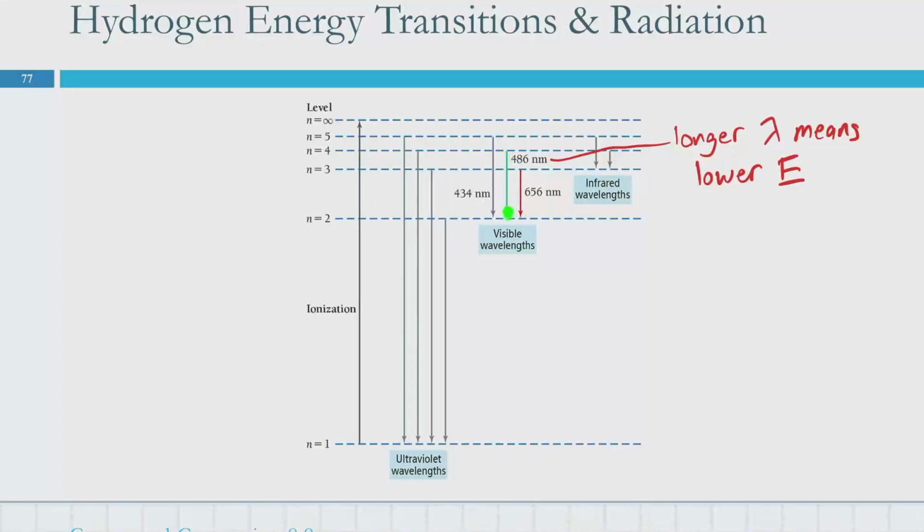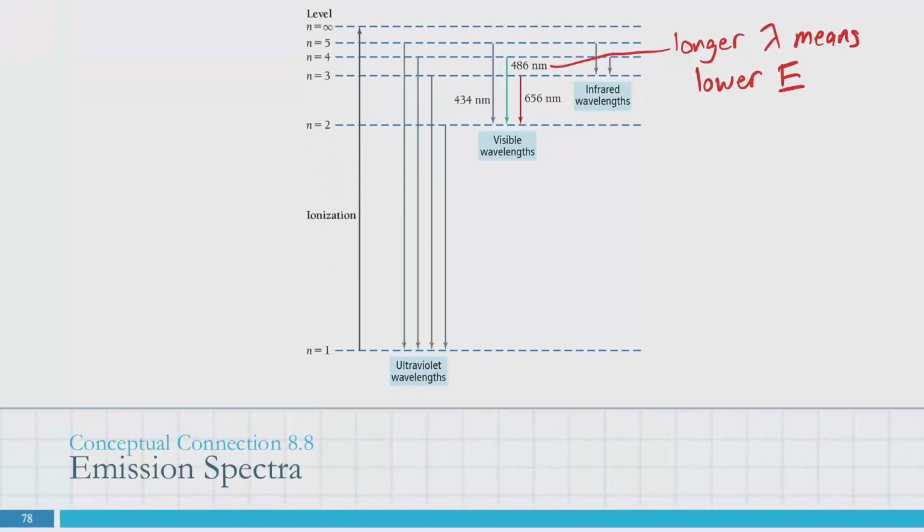Longer wavelength means lower energy. So since it's a shorter distance that it's traveling, that's less energy, so it has to be a longer wavelength. And then n equals 3 to n equals 2 gives us the 656 nanometers. We've also got some longer ones and some shorter ones, and those correspond to things that we can't see in the visible spectrum. But this explains our 3 colors of light that we were able to see on the emission spectrum for hydrogen.